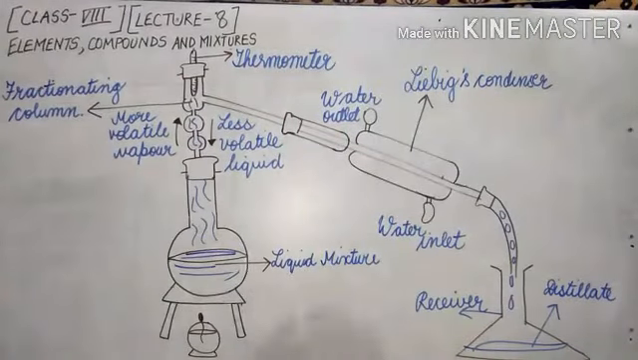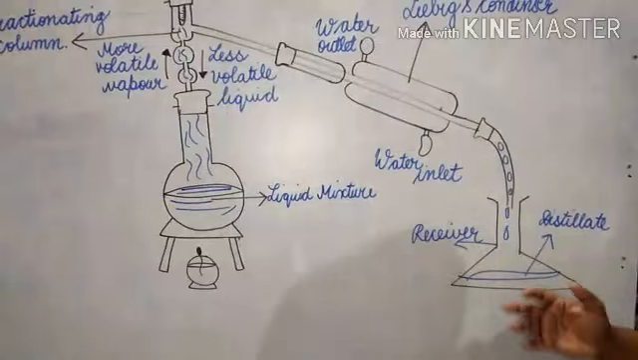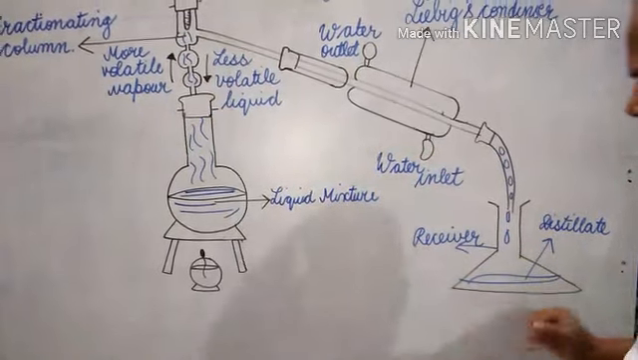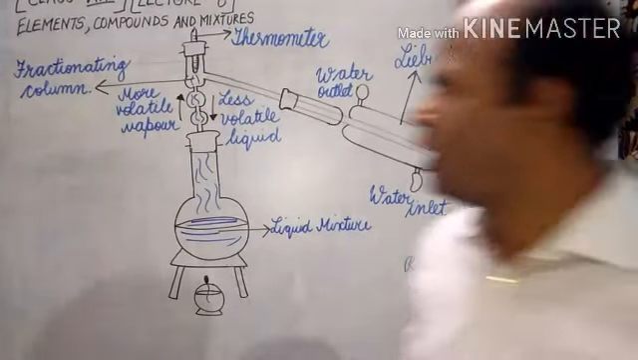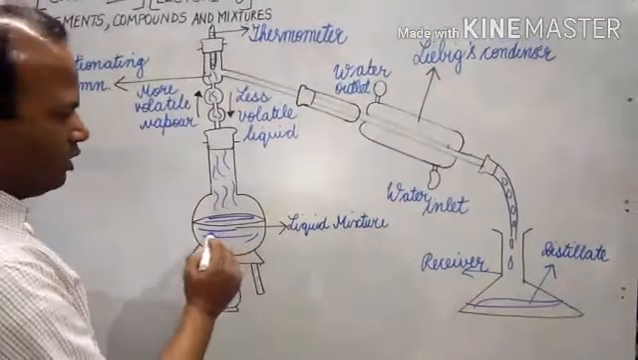Then here we have the receiver, the distillate. It's collected here. What is collected? The liquid after the separation from this mixture is collected here. So one by one it is collected. How? I will tell you. Now listen. The most important thing is that here we have the liquid mixture.